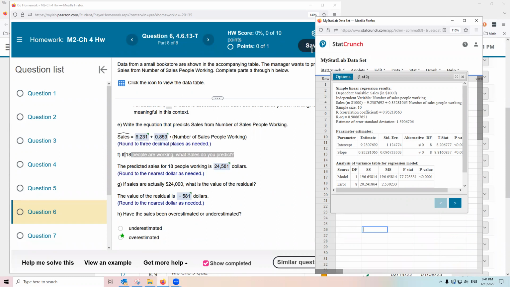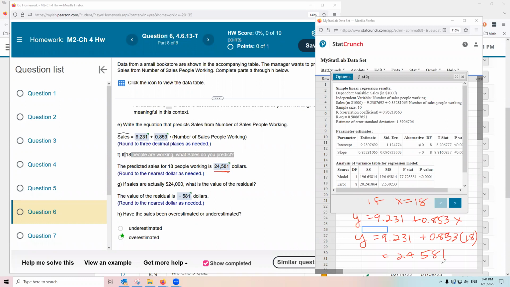Well, with this equation, right, y equals 9.231 plus 0.853x. If x equals 18, I'm just going to plug in x equals 18 then. So this would be 9.231 plus 0.853 times 18. I can just work this out on my calculator. And if you do, you get the answer 24,581.